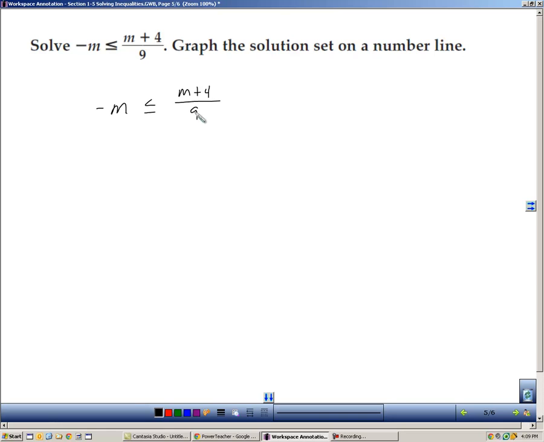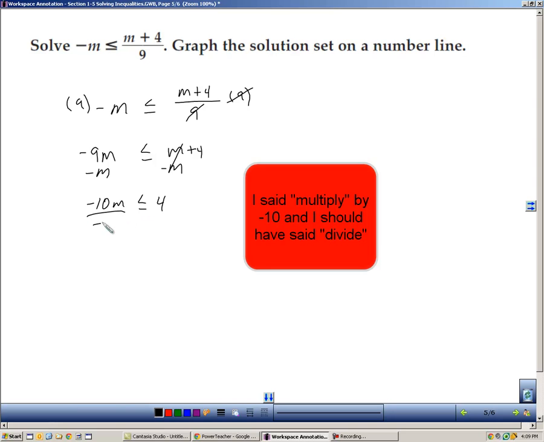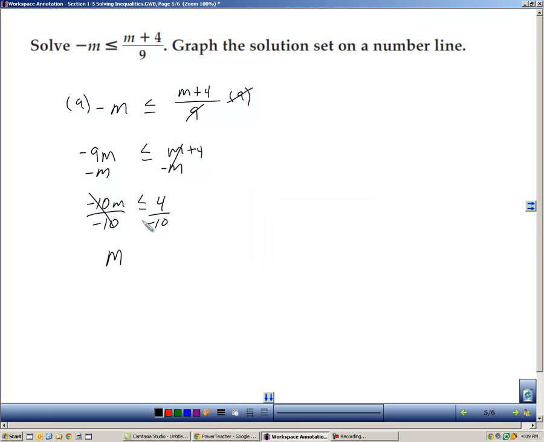Here's an example we will solve. I'm going to begin by getting rid of the division by 9 by multiplying both sides by 9. So negative 9m less than or equal to m plus 4, because the 9's will cancel. Now I'm going to bring this negative m over here. Typically I wouldn't do that, but I want to show you what's going to happen. This is negative 10m is less than or equal to 4, and now I'm going to multiply by a negative. And that's why I brought the m over, because I wanted to multiply by that negative to remind you to reverse the symbol. So negative 2/5.